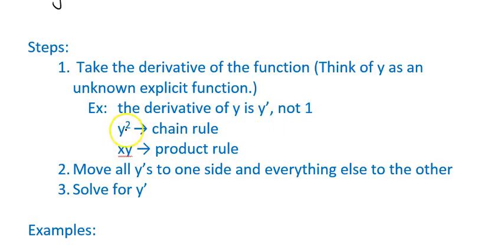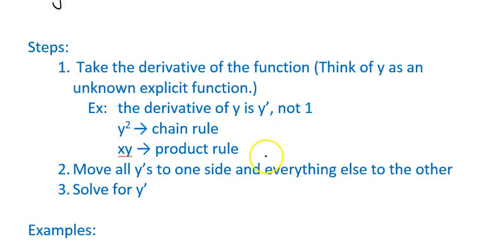If you had something like y squared, that would mean you're doing a chain rule. If you had x times y, that would be a product rule. Because again, think of it as if y were x squared plus 3. If this were x squared plus 3 squared, you would be doing a chain rule. If this were x times x squared plus 3, you would be doing a product rule. That's how we're thinking of that. We don't know what y is, but it stands for an explicit function.